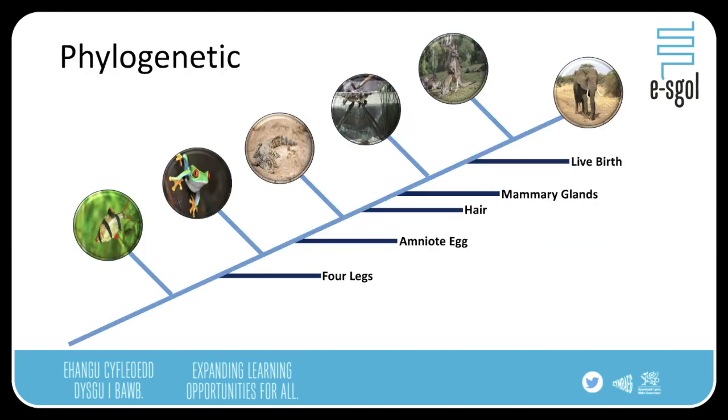Classification can also be described as phylogenetic. This means that organisms which are in the same taxon are more closely related to each other. As you can see from this diagram, which is called a phylogenetic tree, all of the organisms had a common ancestor. But over the evolutionary period, they have diverged to become separate species. Those organisms at the top of the phylogenetic tree, kangaroo and elephant, are more closely related than those at the top and the bottom of the phylogenetic tree. Fish and elephant.